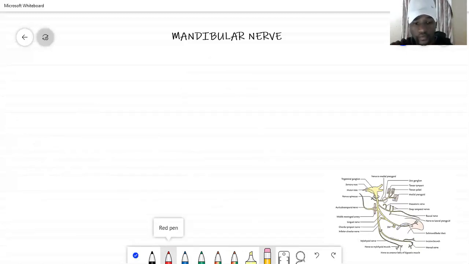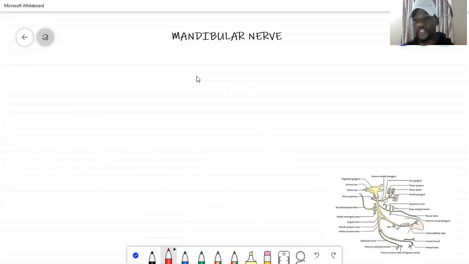So what you have to know is that I said we are only going to deal with the mandibular nerve, right? So what you have to understand is that the mandibular nerve is divided into two. It has the anterior division and it has the posterior division.